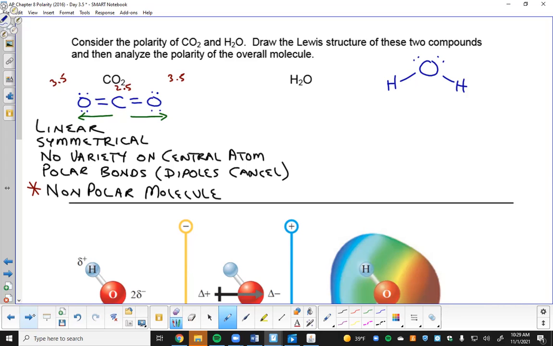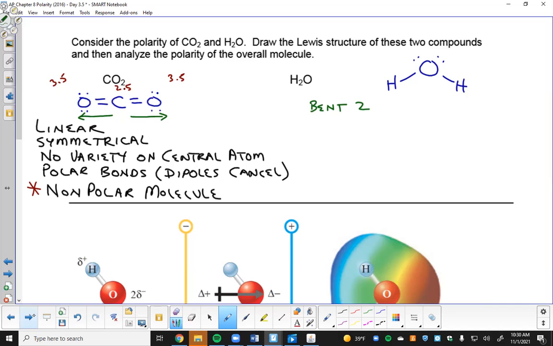Got the tetrahedral base. 109.5 degree bond angles, but the two lone pairs compress that by about 2.5 degrees each. So it's about 105 degree bond angles here. So I'm going to write down first there's a bent two shape molecule. Two is optional.